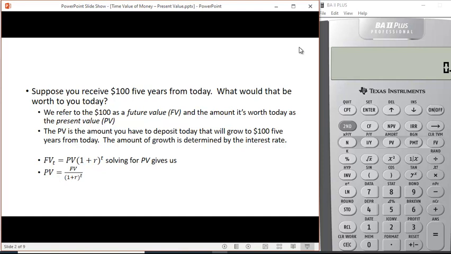So I'm going to begin here by looking at the future value equation. The future value at time period t equals the present value times 1 plus the interest rate raised to the tth power. Now, the interest rate here is in decimal form, so 0.09 for 9%, 0.02 for 2%. And if we solve for PV, we get that the present value equals the future value divided by 1 plus the interest rate raised to the tth power.